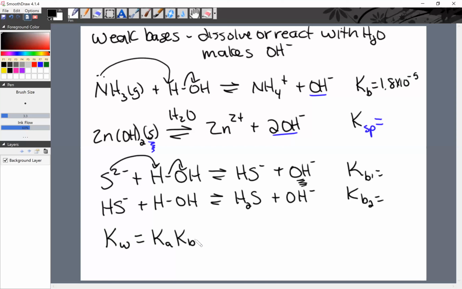So H2S, this is what we would look for. I would look up the K value for that, and the K value for hydrogen sulfide is 1.2 times 10 to the minus 13th. And that would be Ka2, and Ka1 would be 8.9 times 10 to the minus 8th.